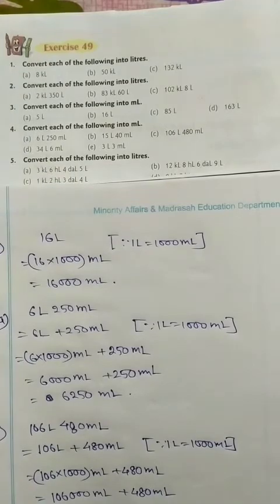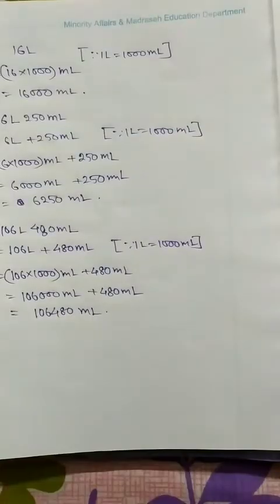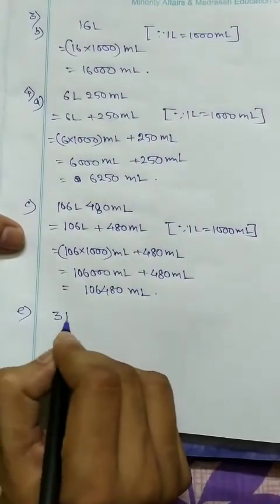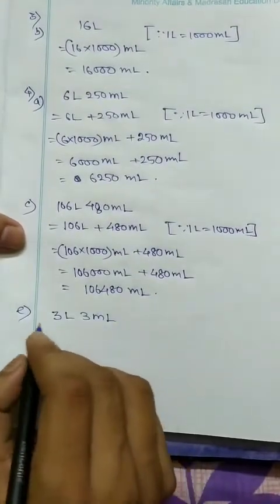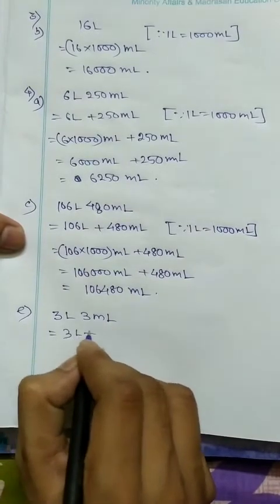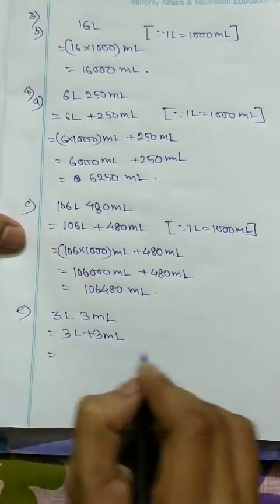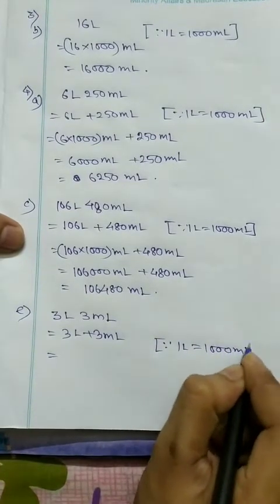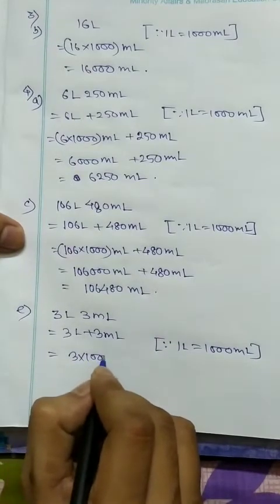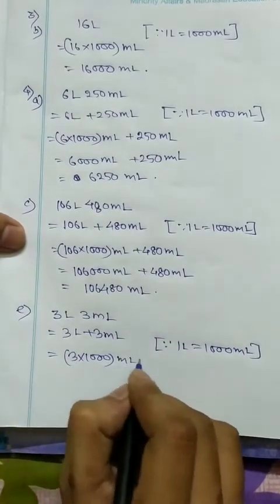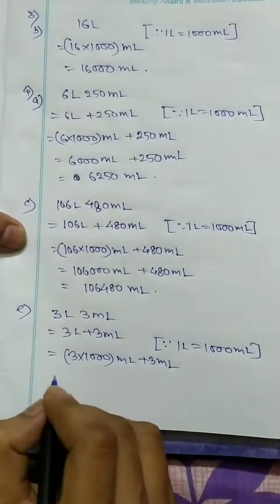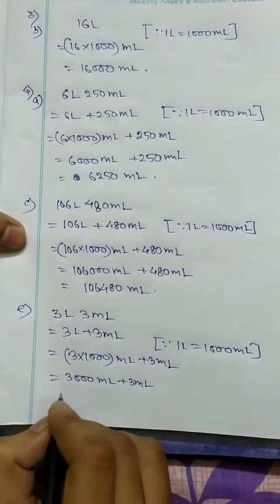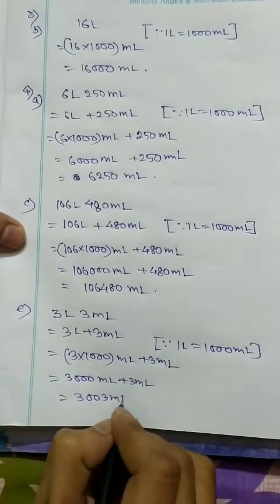Okay, now see next question. Question number E. 3 liter 3 milliliter. First separating this we have 3 liter plus 3 milliliter. That is, we know 1 liter equal to 1000 milliliter. Then 3 into 1000. Now liter converted into milliliter plus 3 milliliter, 3000 milliliter plus 3 milliliter, 3003 milliliter. Okay.